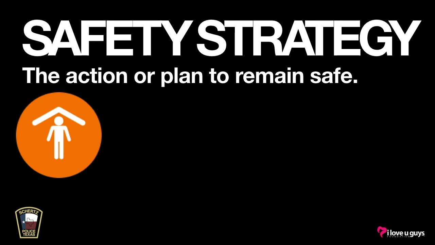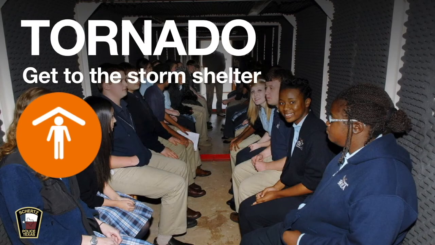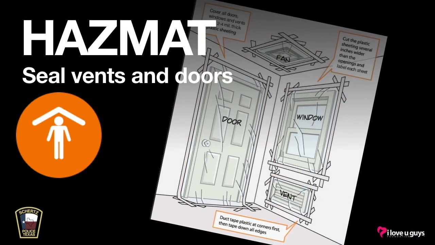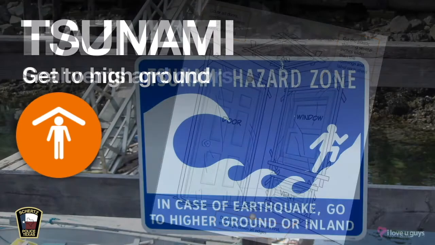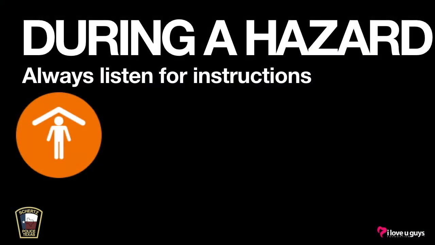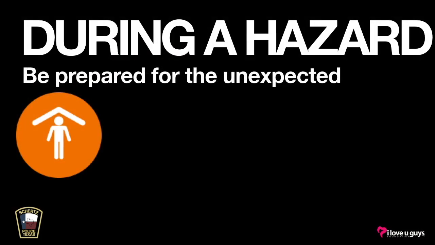In either case, we repeat it. For example, tornado, get to the storm shelter. Tornado, get to the storm shelter. In earthquake country, the safety strategy is to drop, cover, and hold. For a hazmat risk, we would seal the room by taping plastic around the doors, vents, and windows. In coastal areas, tsunamis are a possibility after an earthquake. Going to high ground or further inland is that hazard's safety strategy. Listen for instructions. The situation may be very dynamic. Always be prepared for the unexpected.